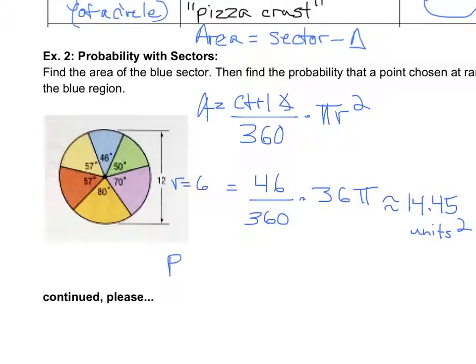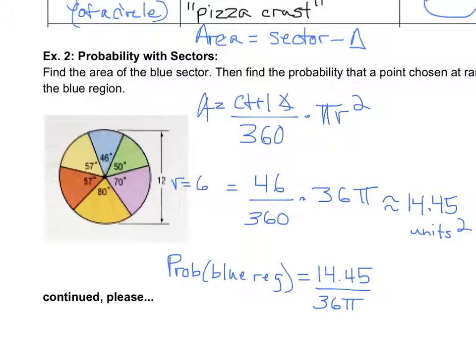Then, if I want to find the probability of getting in just the blue region, I'm going to take that number that I just came up with, 14.45, and I'm going to divide that by the total area of the circle, which is 36 pi.